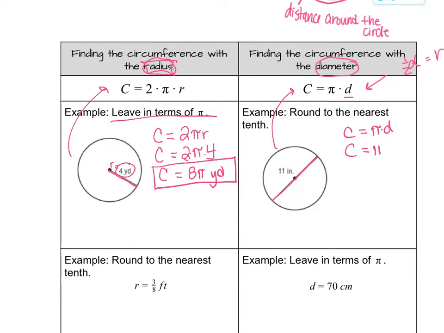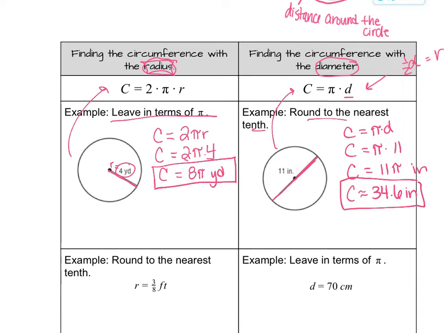C is equal to pi times, again, we were given the diameter, so we just plug in 11. And C is equal to 11 pi inches would be our answer in terms of pi. But let's figure out what that is. That gives us about, because they said round to the nearest tenth, 34.6. And that would be inches.